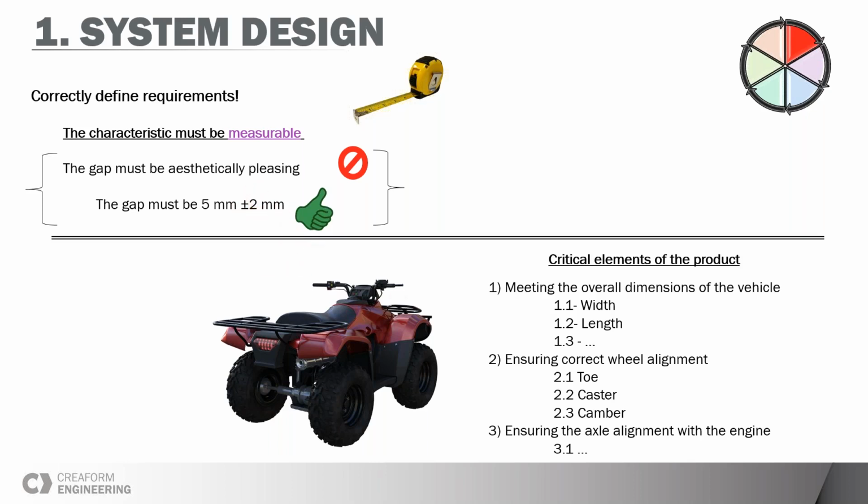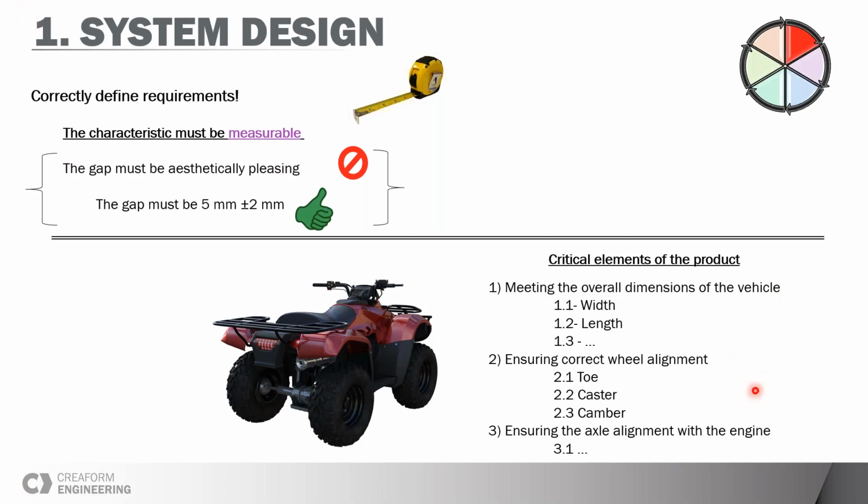We announced this webinar saying that we would be using a concrete example to go through these steps. So what we'll be using as an example is the front suspension of an ATV vehicle. When we look at an ATV vehicle, here are some examples of the product characteristics that we could define as functional requirements. First we have all the overall dimensions, like the width, the length, and there could be others. We also have all the things that can affect the dynamic behavior of the vehicle, like the toe, the caster, the camber.